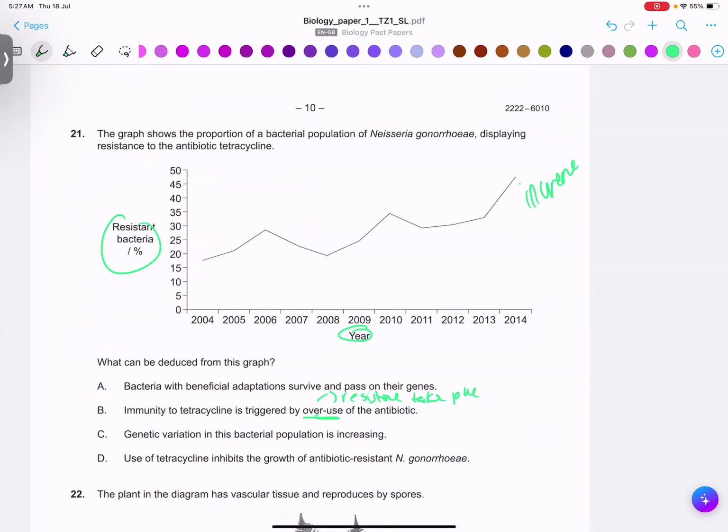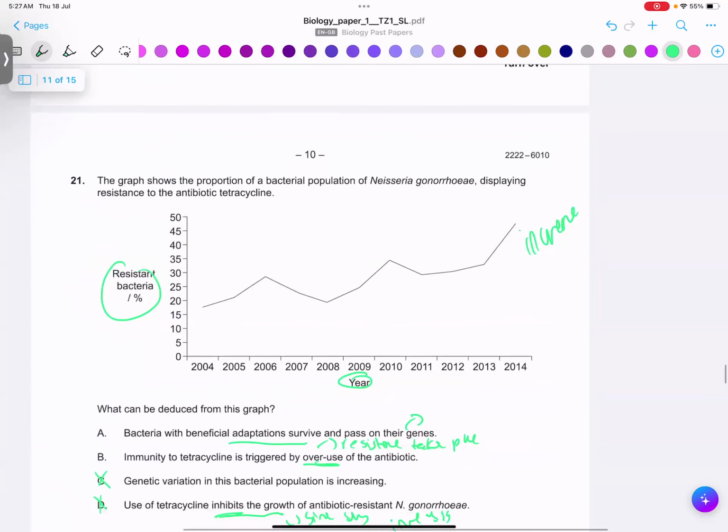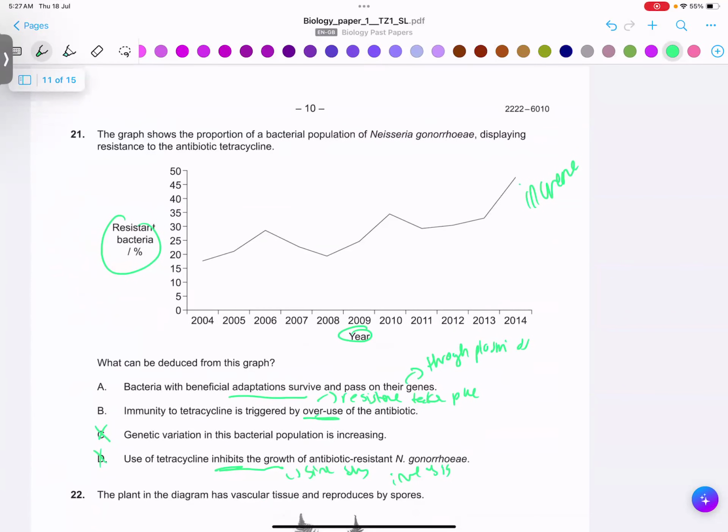We do not know that. And use of tetracycline inhibits the growth of antibiotic resistance in gonorrhea. This is false, because they're increasing, so it can't inhibit their growth. But we do know that bacteria with the adaptation survive and pass on their genes, because this can happen in different ways, whether through plasmids or other ways. So we do know that it is triggered by overuse. However, the overuse triggers it, but it continues through the passing of their genes, so it's A.